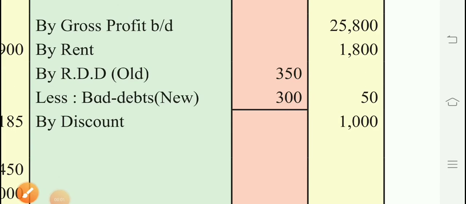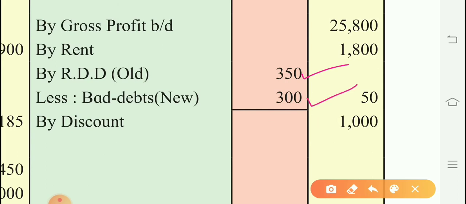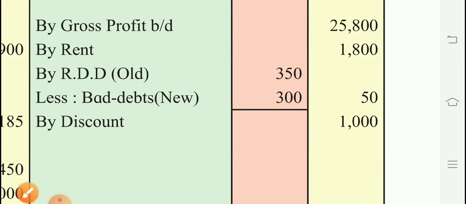Now look at the credit side of profit and loss account. By rent 1,800. By RDD old 350. See, just to avoid the minus figures, instead of writing the item on debit side we have written it on credit side of profit and loss account. From old RDD of rupees 350 we deducted old bad debts. Actually these are not new bad debts, these are the old bad debts, printing mistake is there. So we deducted old bad debts from old RDD. By this way on outer column the amount is 50 now. Then by discount rupees 1,000.